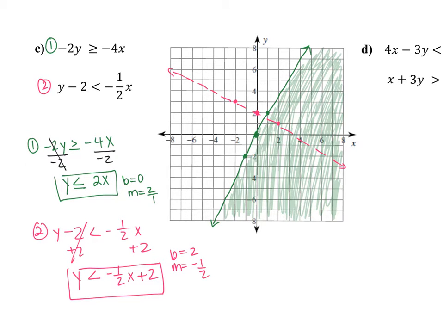There we go. And now I just need to do my shading here. So it says that y is less than this equation. If y is less than this equation, I'm also going to be shading below this line towards where y is a negative y value. So y is less than this equation, so you want to shade below the line.